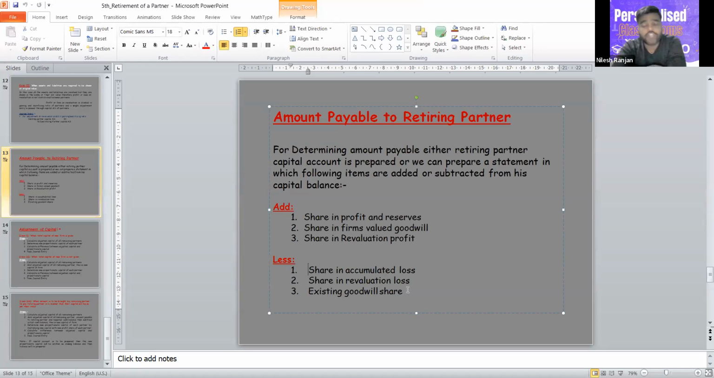So if there is any existing goodwill, it should be deducted from the partner's capital. Existing goodwill is written off, so it is distributed in the old profit sharing ratio between partners. So it is a type of loss, you can say. That's why it will be deducted from the retiring partner's capital. So these things we have to add or deduct to calculate the retiring partner's amount payable. Now we know how to calculate the amount payable to a retiring partner.